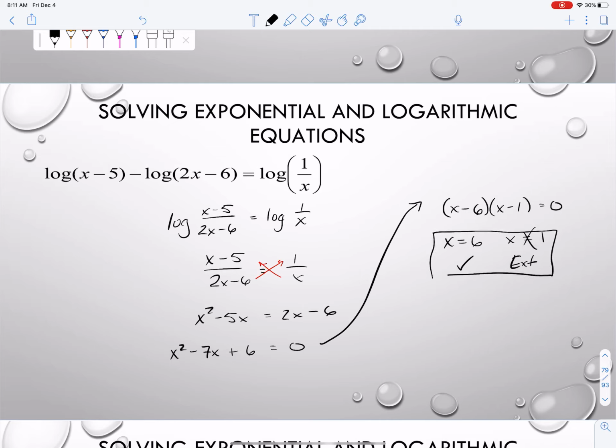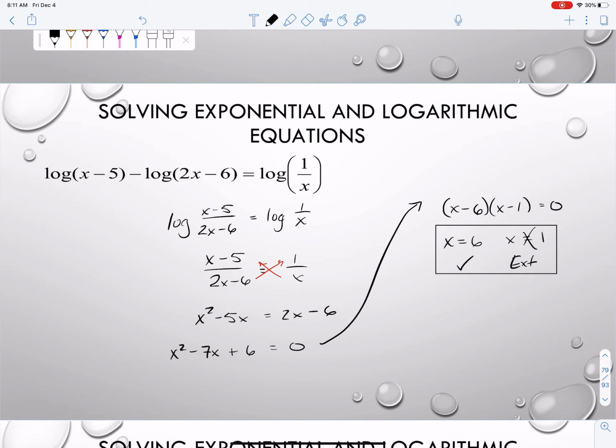I do not want you to erase that x equals 1. Leave it there, because you should have found it. But you should have also then found that it was extraneous. So don't get rid of it. Leave it there. Just put an x through the equal sign, put an ext underneath for extraneous.